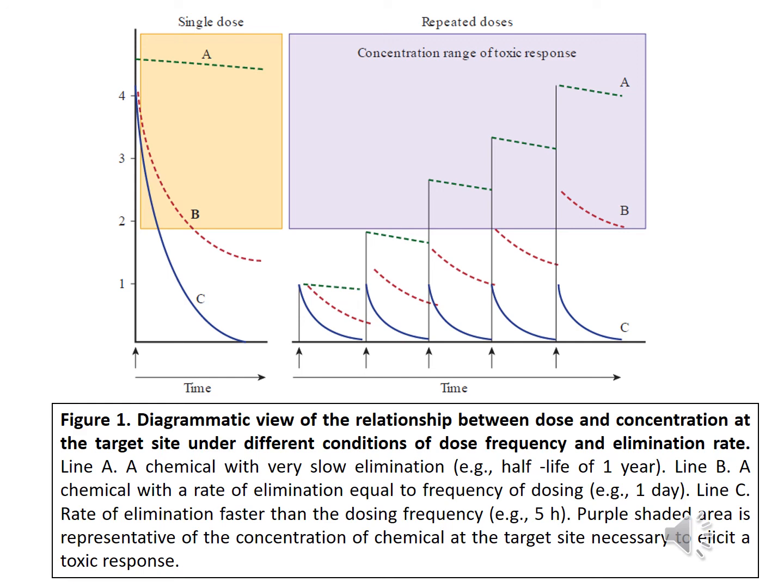Conversely, for chemical C, where the elimination rate is much shorter than the dosing interval, a toxic concentration at the site of toxic effect will never be reached regardless of how many doses are administered. At the end, we can say the slower the elimination rate for a chemical, the more accumulation would occur to produce toxic effects.